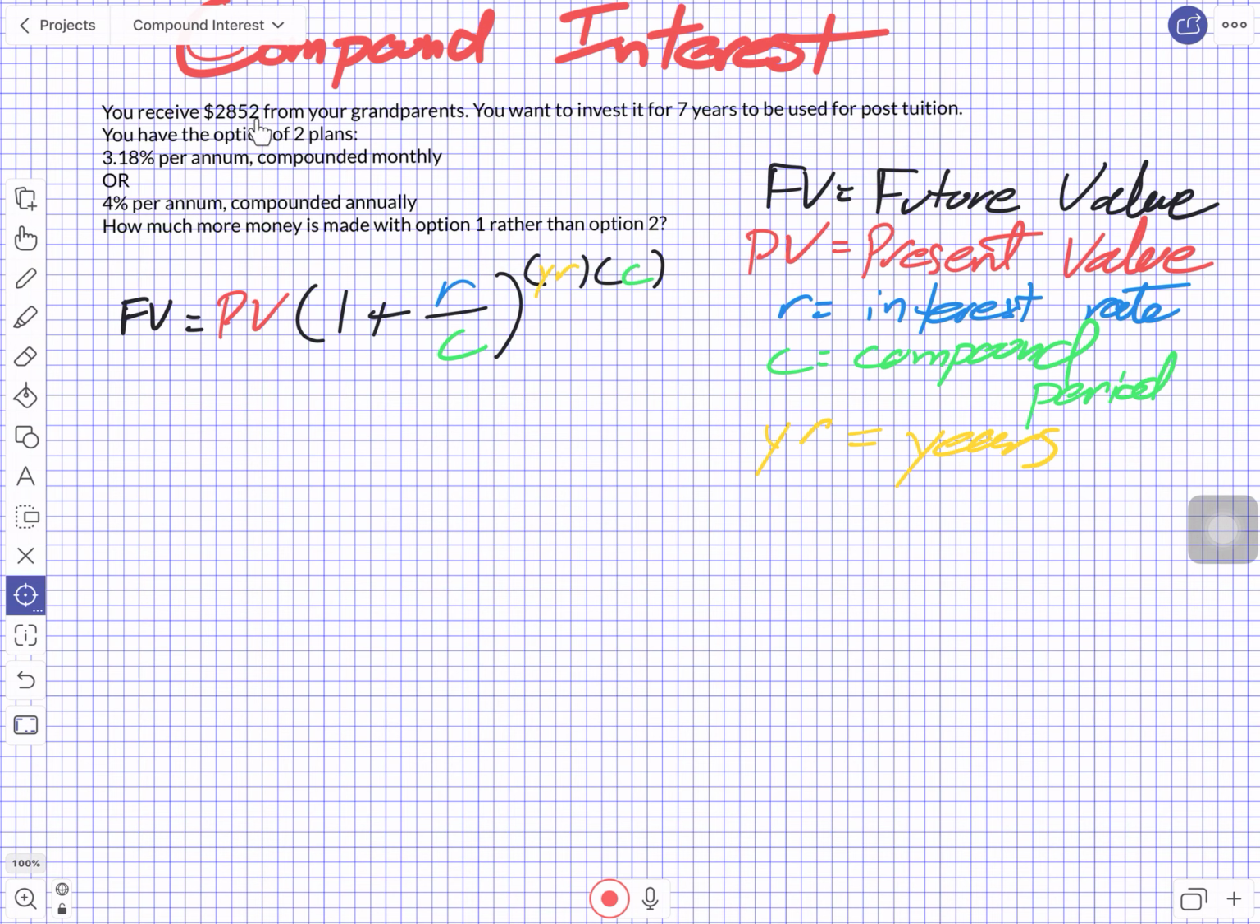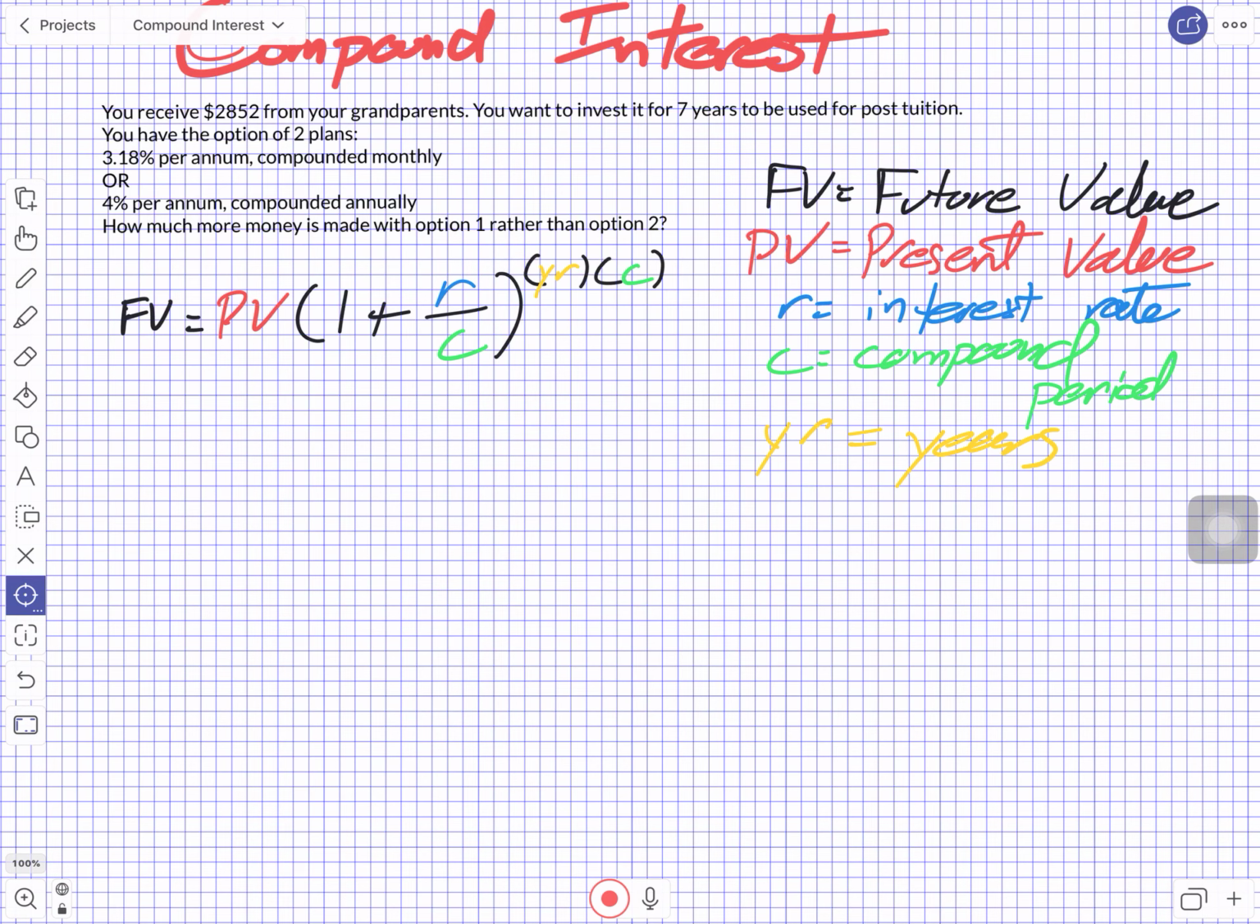So you receive $2,852 from your grandparents, and you want to invest it for 7 years to be used for post-secondary tuition. The word is missing there. You have the option of two plans. The first plan is 3.18% per annum, so that means per year, compounded monthly, or 4% per year or annum, compounded annually. That's once per year. How much more money is made with option one than option two?